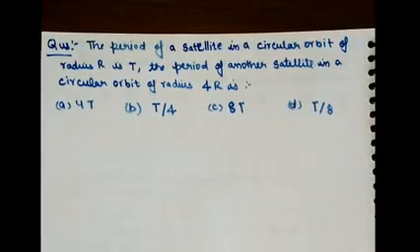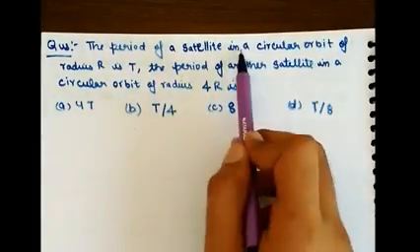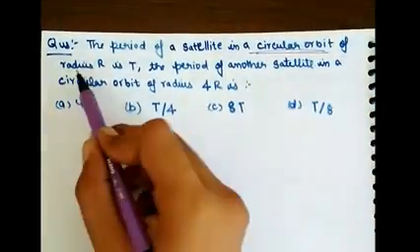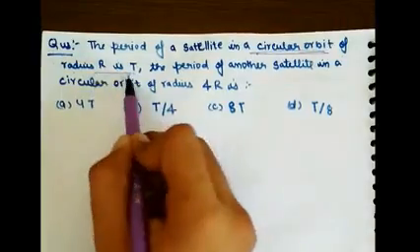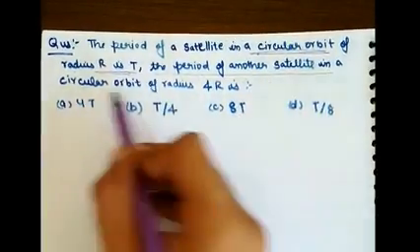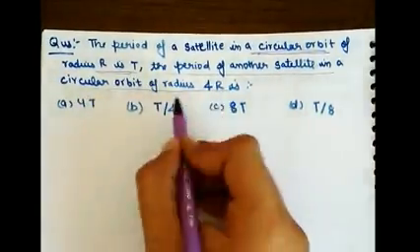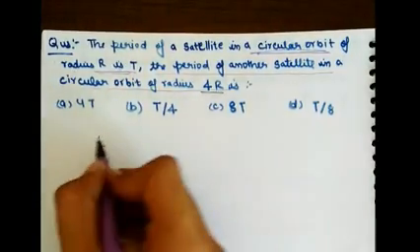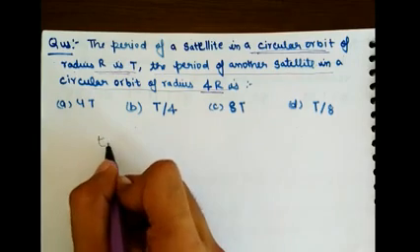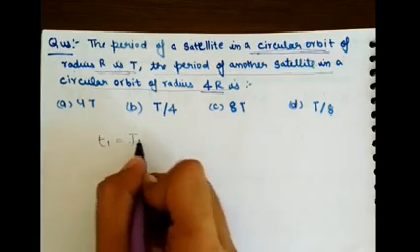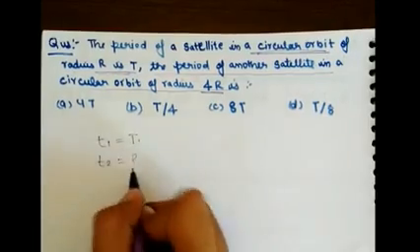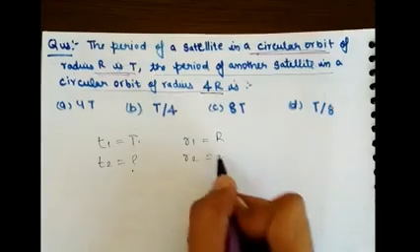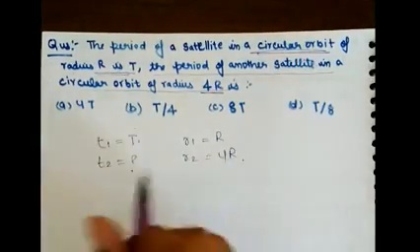Now the next question says that the period of a satellite in a circular orbit of radius R is T, and asks about the period of another satellite in a circular orbit of radius 4R. So the information given in the question is that T1 is T, T2 we have to find, R1 is R, and R2 is 4R. Now we have to solve the question.